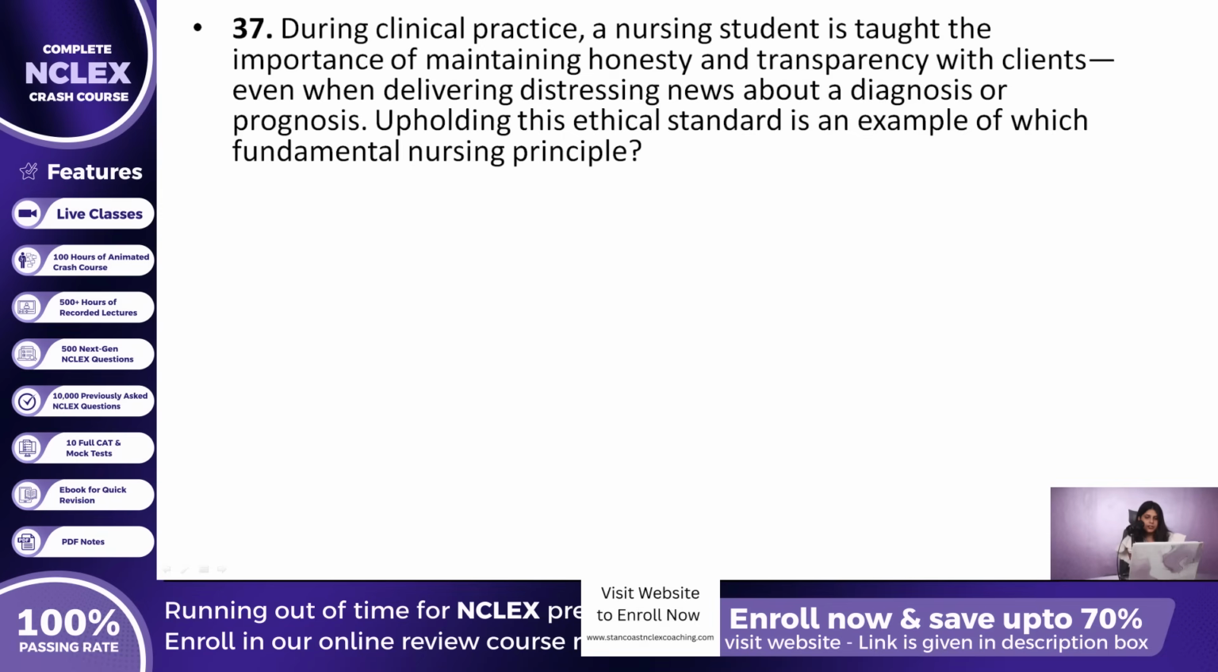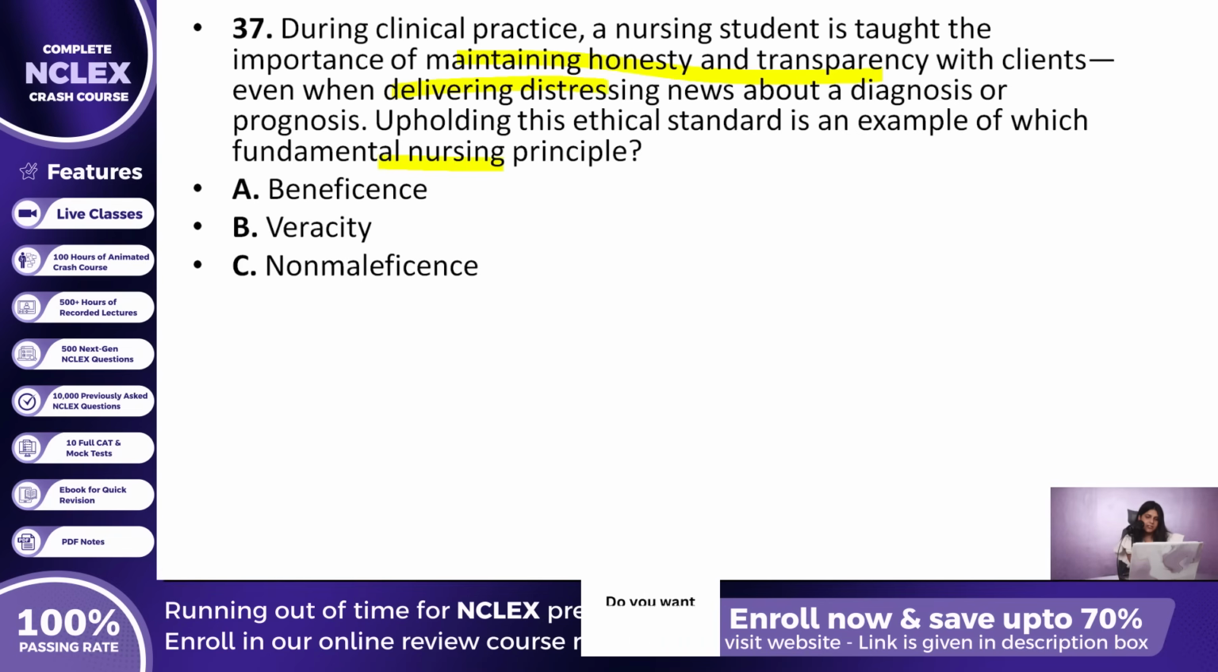37. During clinical practice, a nursing student learns the importance of being honest and transparent with clients, even when delivering difficult news about a diagnosis or prognosis. This behavior reflects which fundamental ethical principle in nursing? The options are A. Beneficence, B. Veracity, C. Non-maleficence, and D. Fidelity. The correct answer is option B.